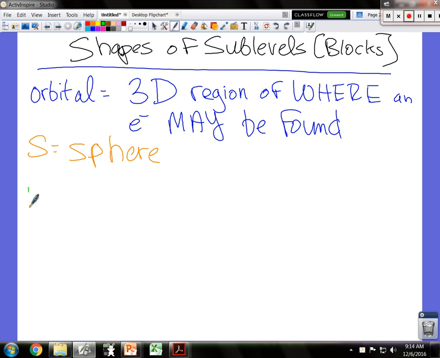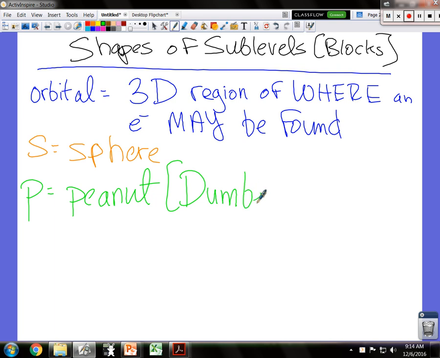Okay? Now, I'm going to be honest with you. I call it a peanut. However, the rest of the general chemistry world calls it the shape of a dumbbell. Is there a b in there?